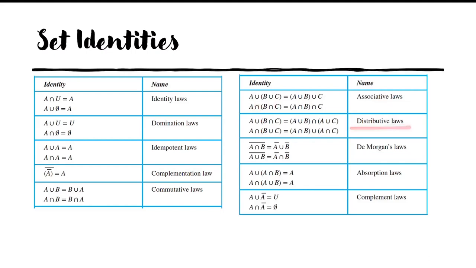Now the distributive law applies when you have A union of B intersect C, right? So you have different operations, union and intersection, then you can distribute it. So you can distribute the A union with B intersect C, giving A union B intersection with A union C. Vice versa, you can do A intersect B union with A intersect C. So that's the distributive law.